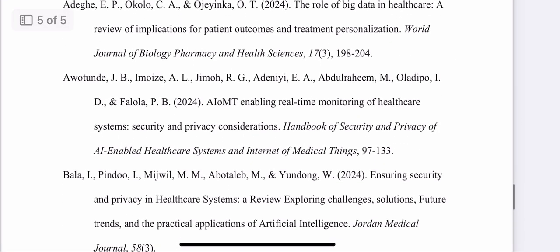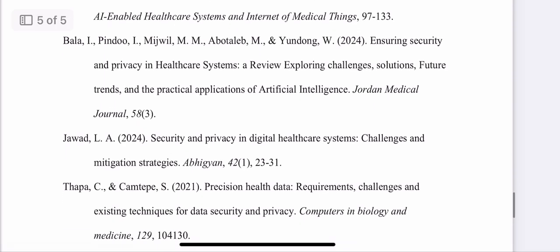And these are the references that I used for my secondary research.